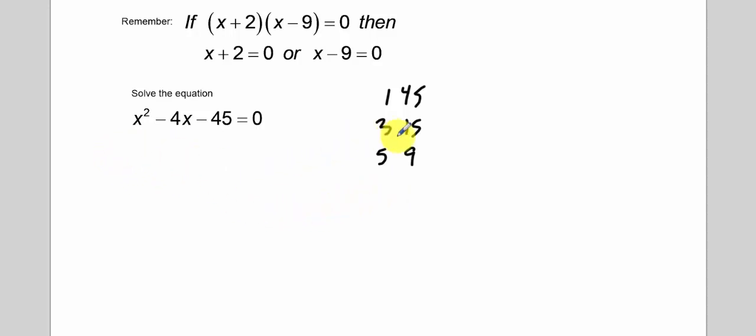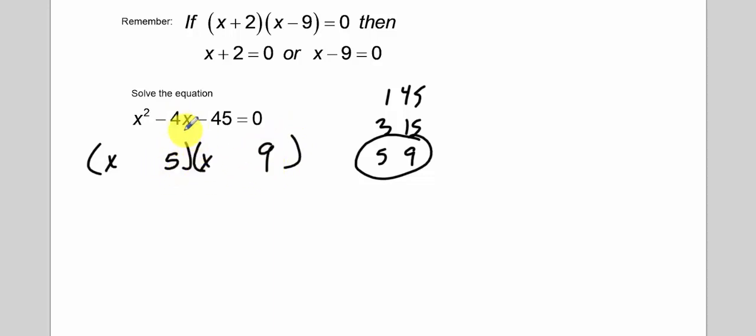So again, I'm going to look for my negative 4. There's x and x. I end up with a 9 and a 5. I need to choose the signs. So the 9 is going to be negative and the 5 is going to be positive. And this is going to equal 0. Therefore, since this product is equal to 0, either x plus 5 equals 0 or x minus 9 equals 0.